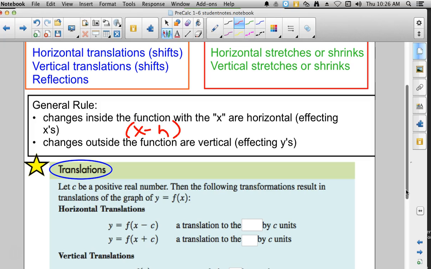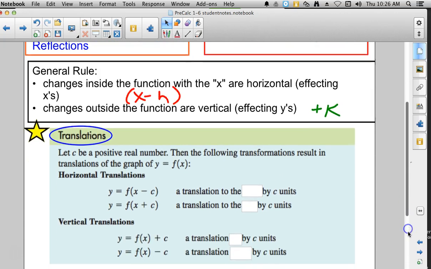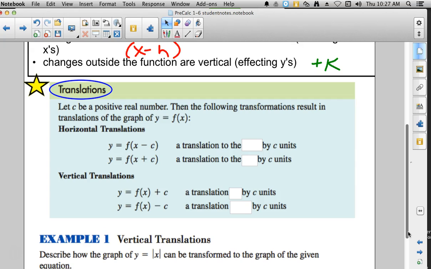Changes outside the function are going to be vertical. And that's always where in our formulas we've had that plus k hanging out in the back. So that's our shift up and down when we do these. And again, H and K, they've been so helpful all the way through Algebra 2 talking about A, H, and K. So translations, let C be a positive real number. The following transformations result in translations of the graph of f of x.